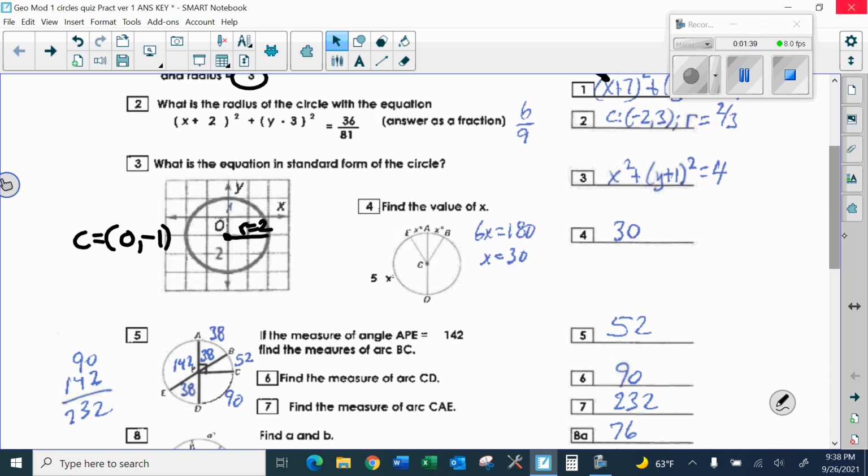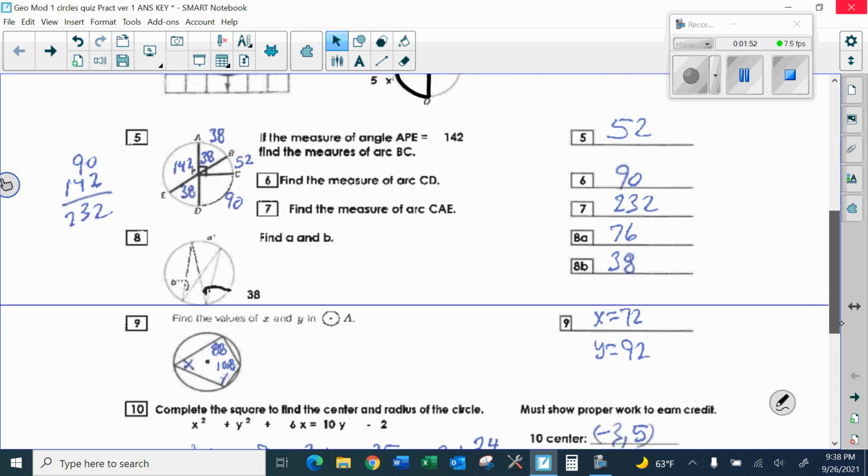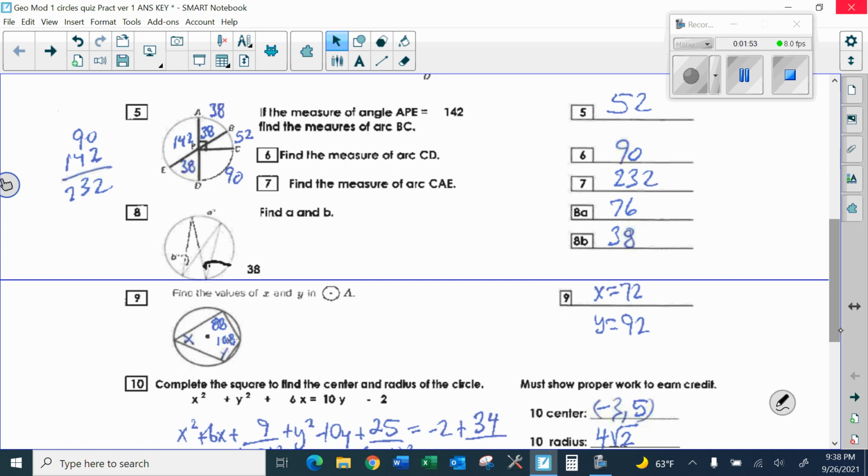Find the value of x. Okay. Well, I can see here I have a semicircle, 180 degrees. And I have 5x plus 1x is 6x. Divided by 6 is 30 for x. Okay, if the measure of angle APE is 142, which I have filled in here, find the measure of arc BC. Or you need to remember the arc measure equals its central angle.